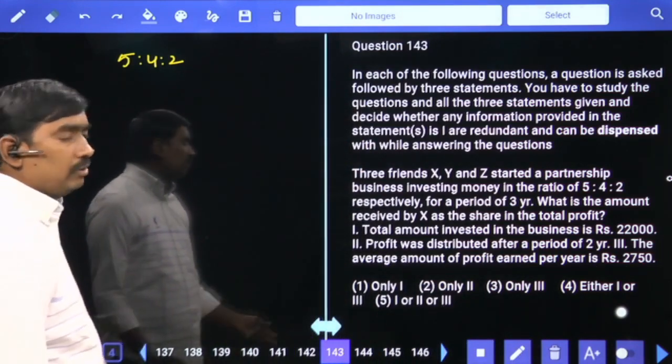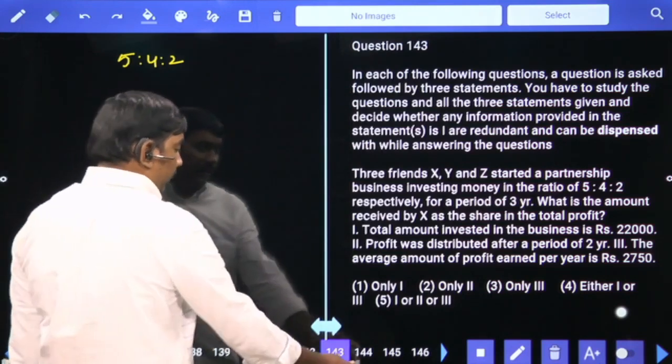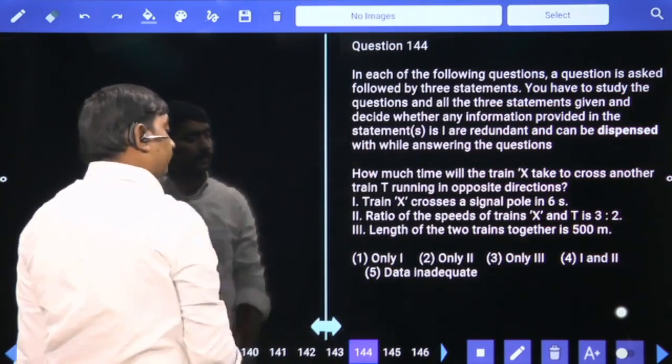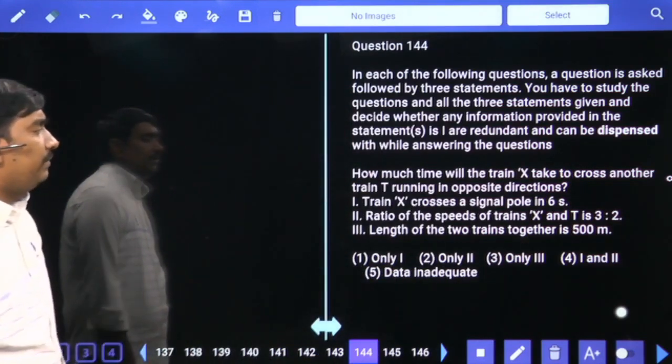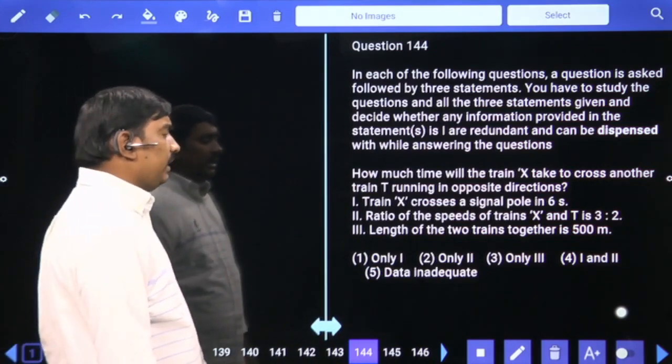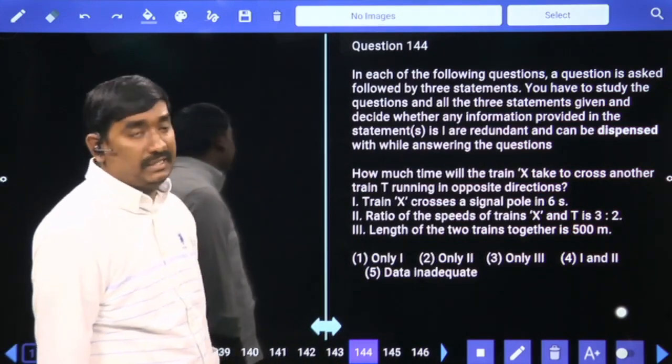By combining 1 and 2 we can't say the answer. So only 1 is not required. Next. How much time will the train X take to cross another train Y running in opposite directions?